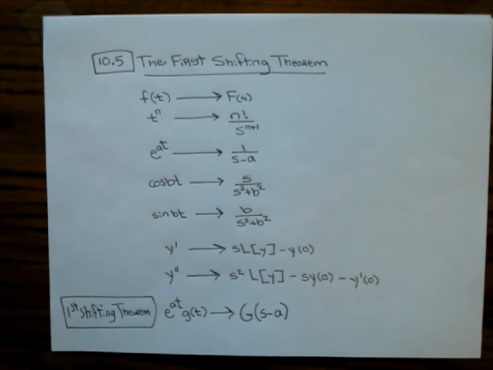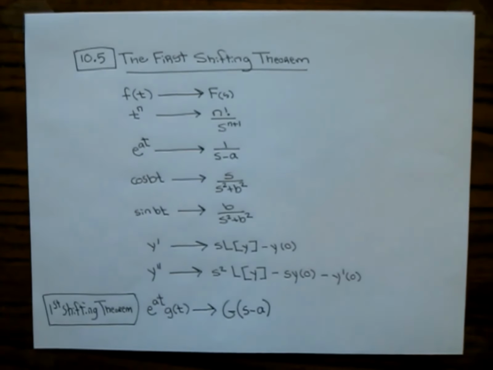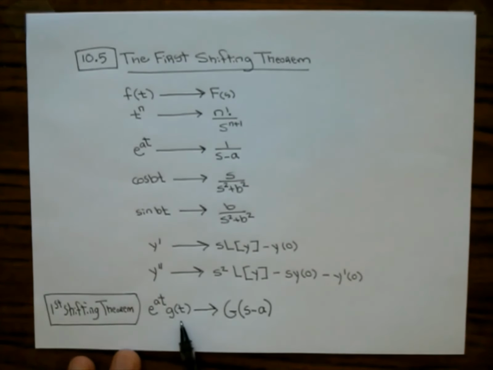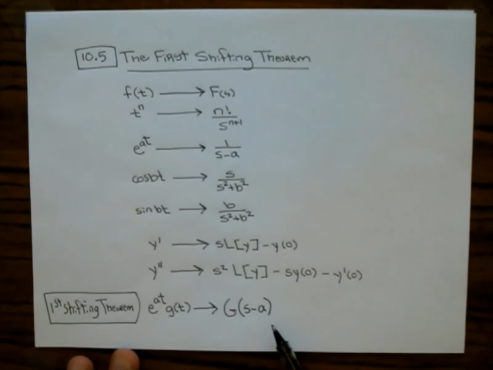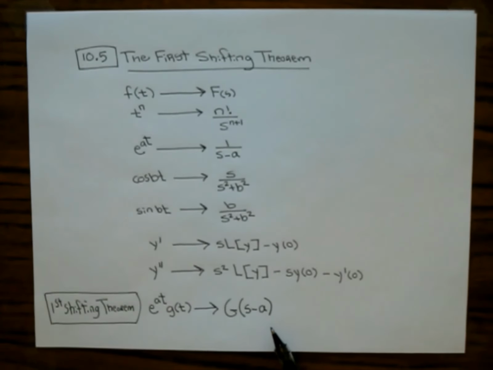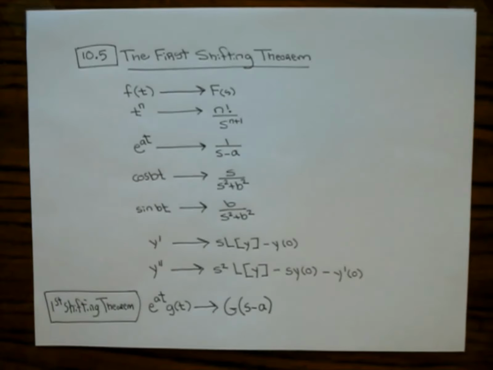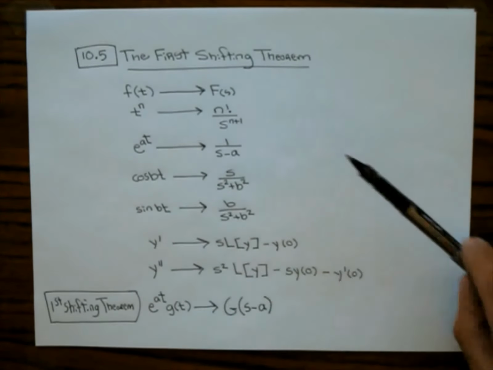So we have just proved the first shifting theorem on the PowerPoint. And there it is right there: e to the at g of t gets transformed to capital G of s minus a. Looks very abstract, so what we're going to do is some examples. We're going to find the Laplace transform of things that we wouldn't be able to find the transform of just using these rules up here.